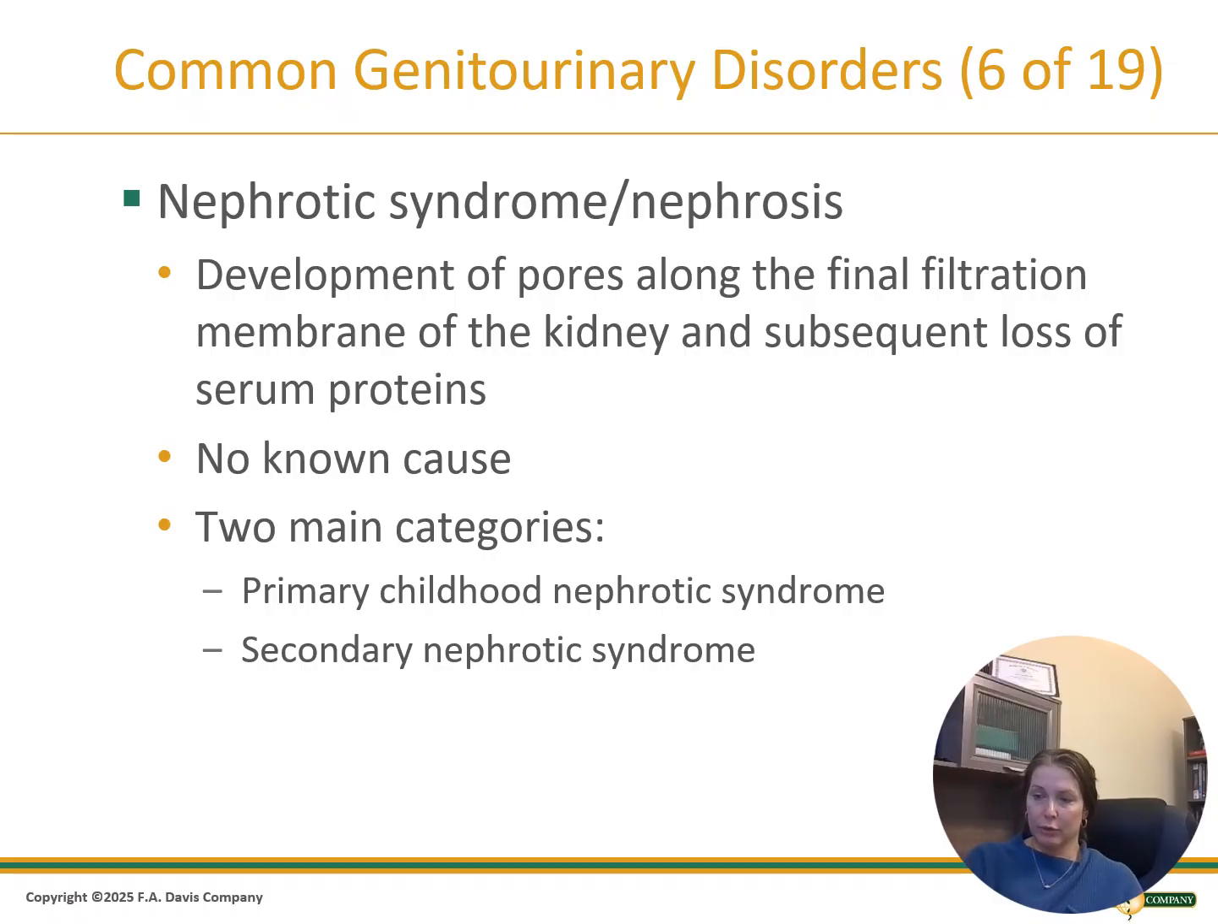So there's no single known cause of this. It's usually a genetic factor that affects your glomerular permeability. So this usually is responsive to corticosteroids if it's a primary childhood nephrotic syndrome. If it's a secondary nephrotic syndrome, that could be from lupus, infections, diabetes, or certain medications.